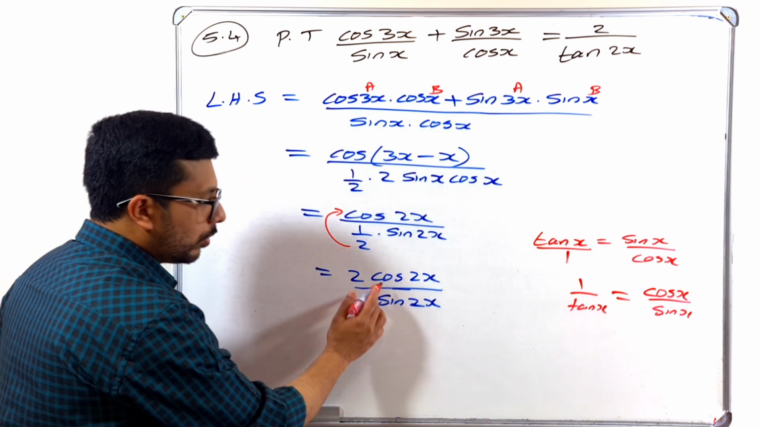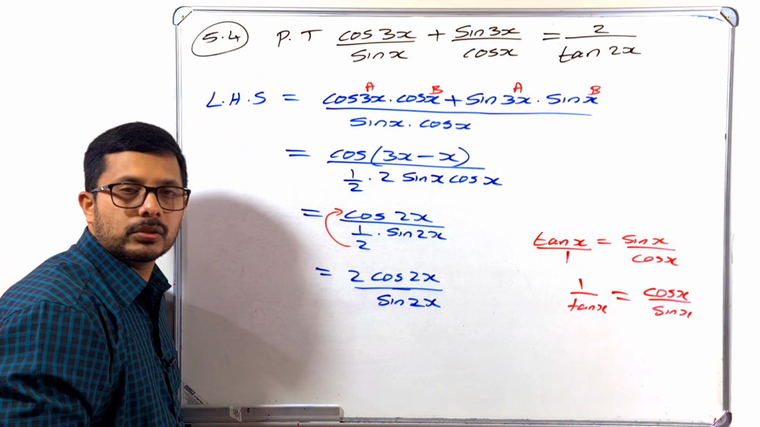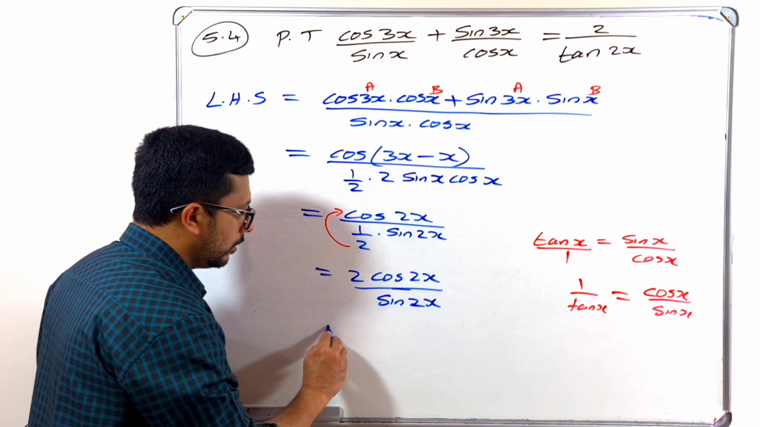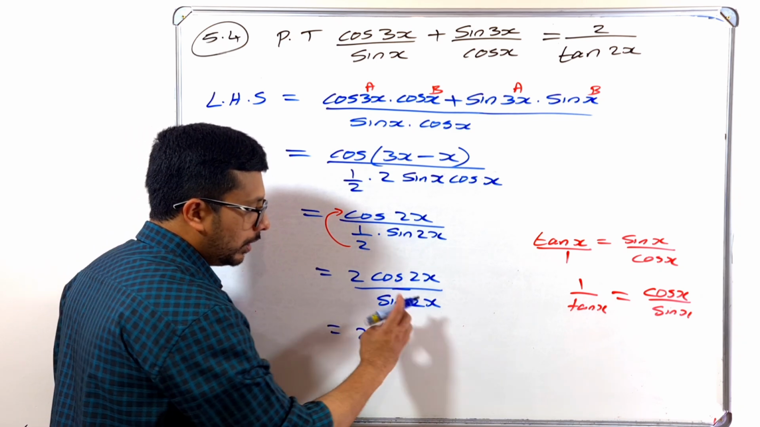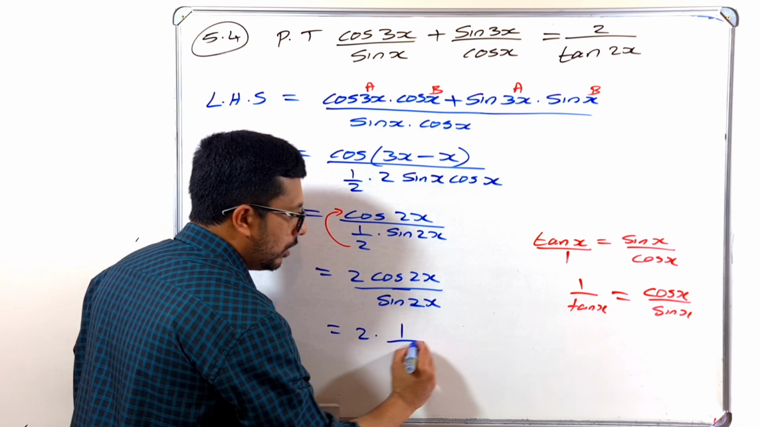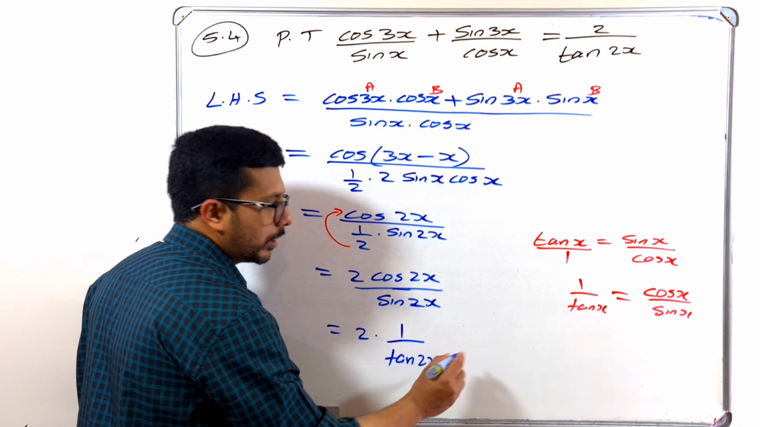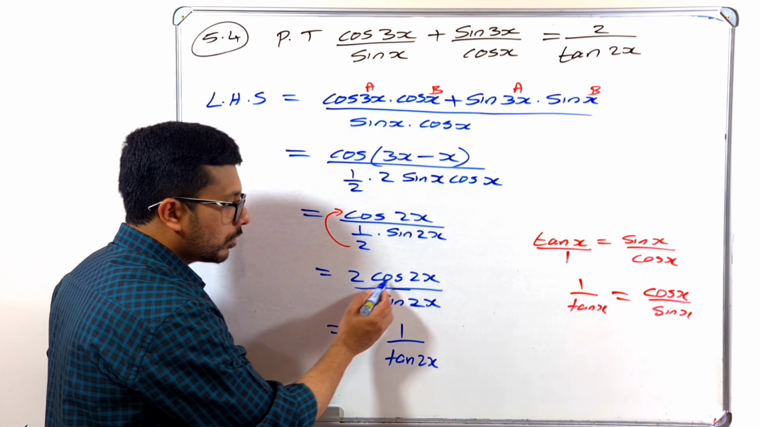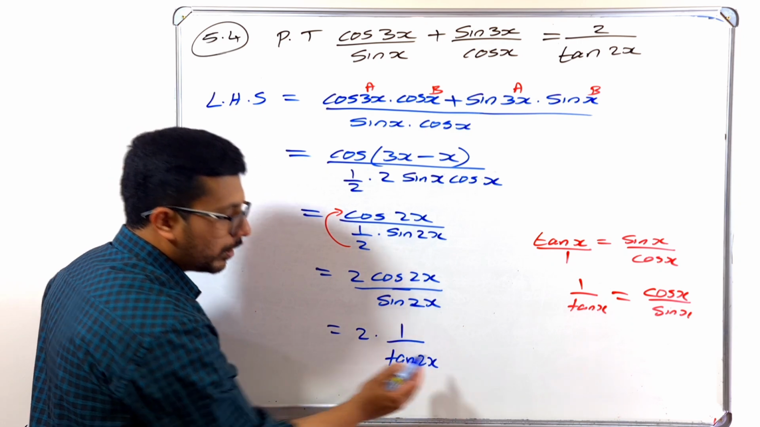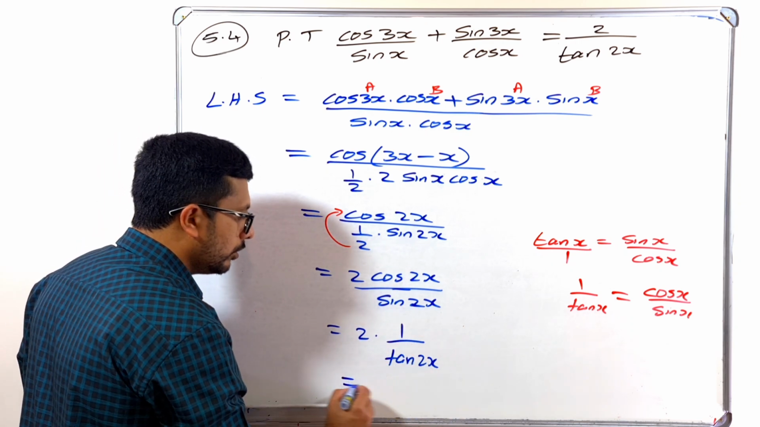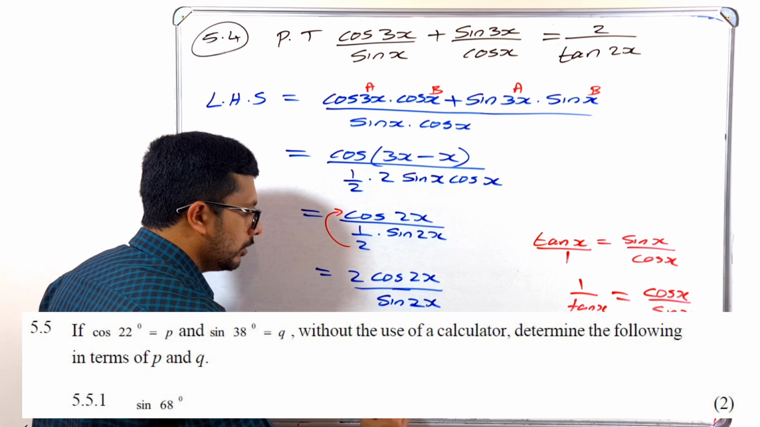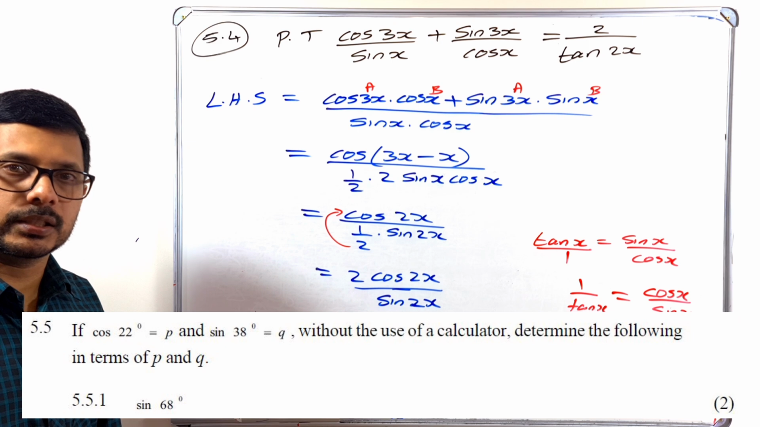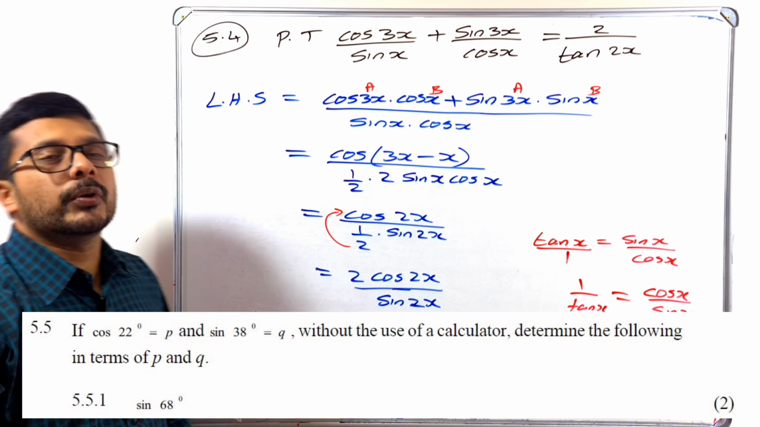So here cos 2x by sin 2x. So what am I supposed to write? Cos x by sin x is 1 over tan x. Similarly cos 2x by sin 2x is 1 over tan 2x. So 2 into 1 is 2 divided by tan 2x, and that is what we want to prove. That is equal to RHS. So that is question number 5.4.